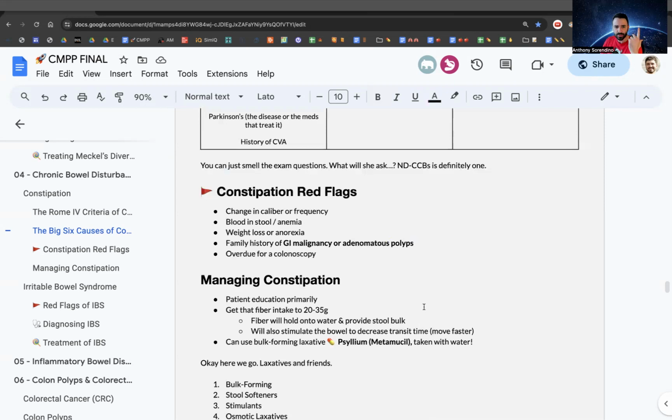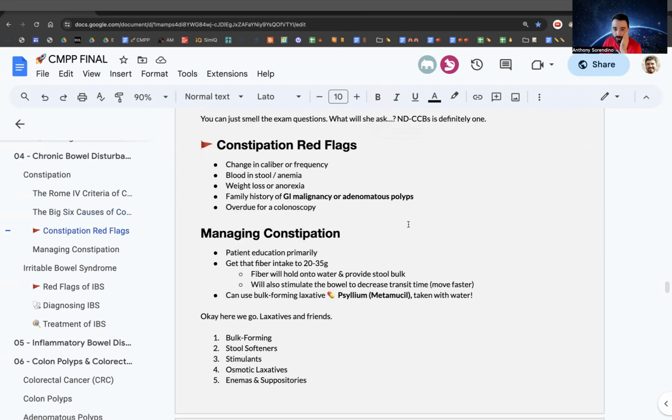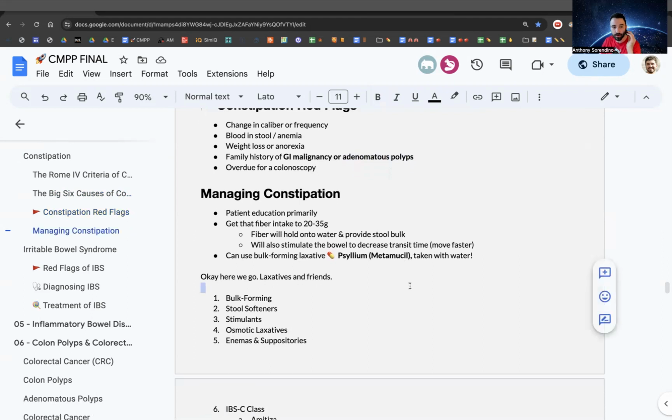All right, red flags to look for. I mean, pretty obvious ones. Family history of GI malignancy, that's going to be a big one. Overdue for a colonoscopy. So things that could point to some type of malignancy. If they have adenomatous polyps, which we'll talk about a little bit later.